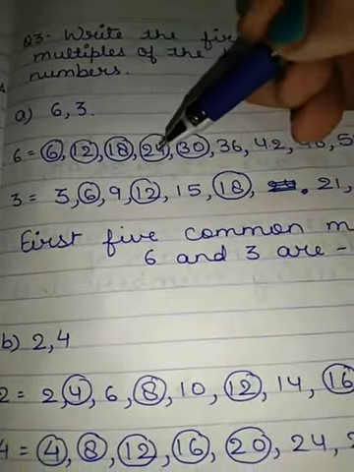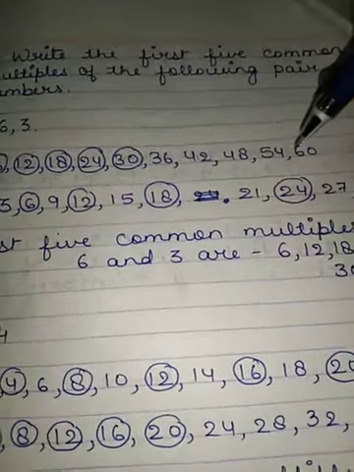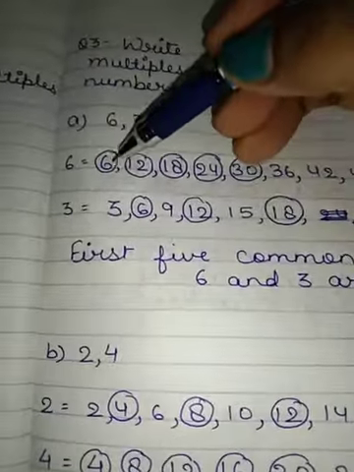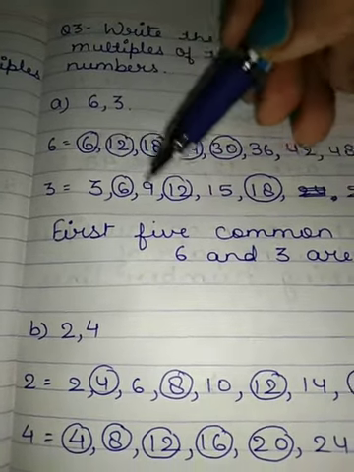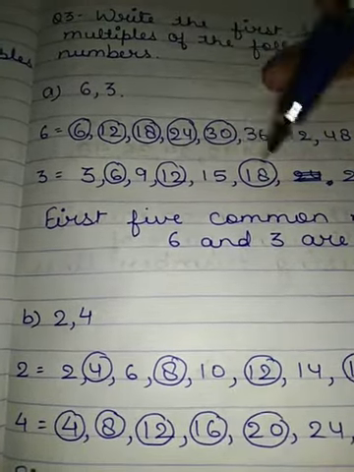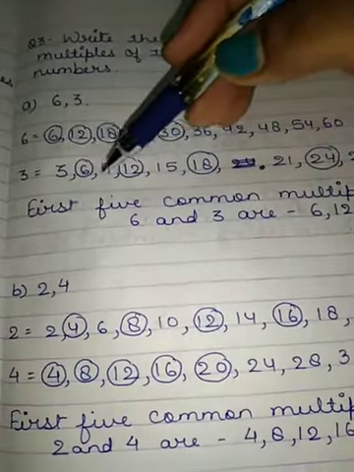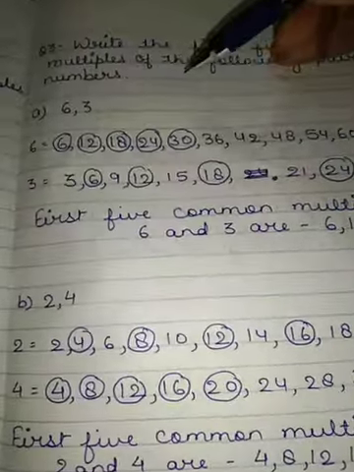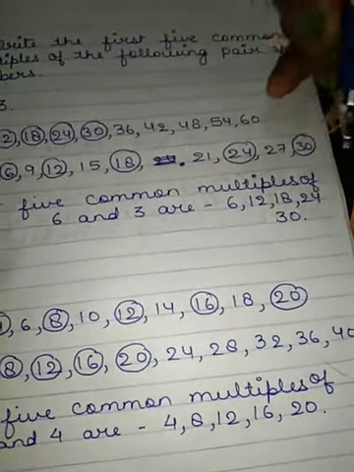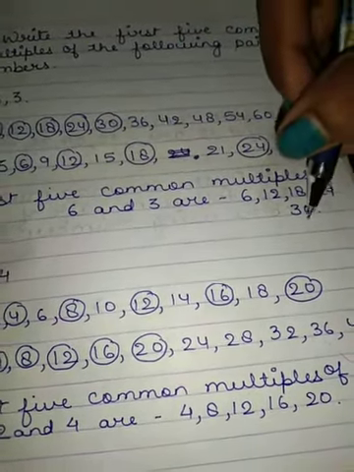So children, as you can see, I have written the table of 6. 6 1s are 6, 2 is 12, 3 is 18, 4 is 24, 6 5s are 30, 6 6s are 36, 42, 48, 54, 60, and this is the table of 3. Now you can see that 6 is given in the table of 6 also, in the table of 3 also. So this one is common, 12 is common, 18 is common, 24 is common, and 30 is common. So this is 1 2 3 4 5. So you can write first 5 common multiples of 6 and 3 are 6, 12, 18, 24, 30.